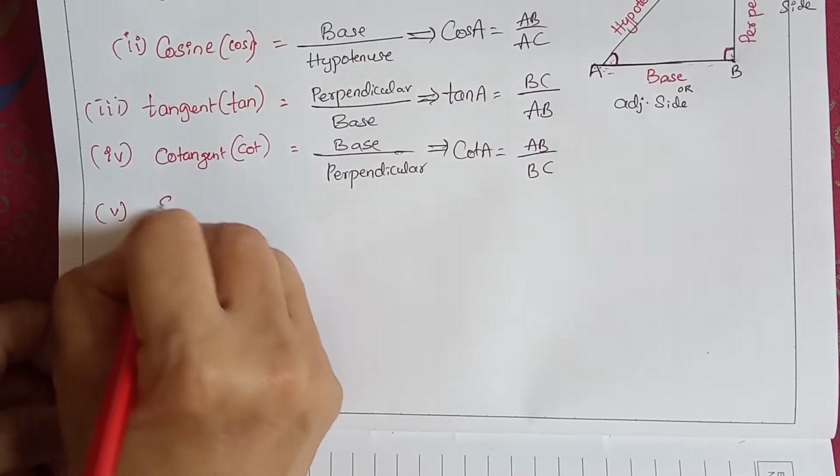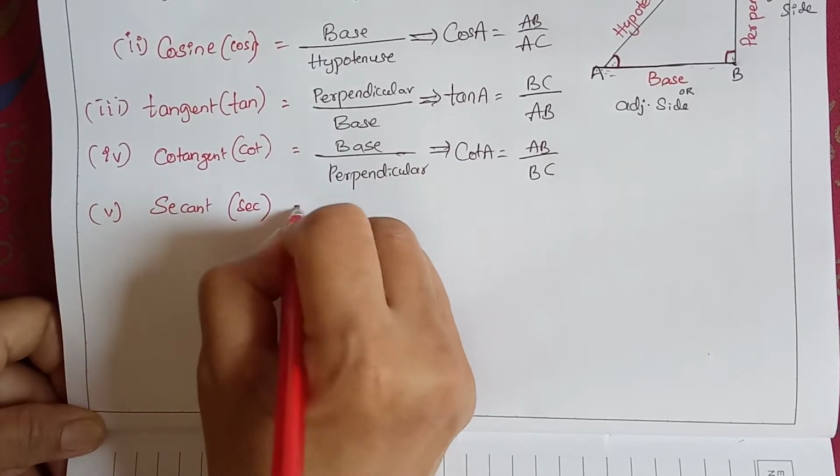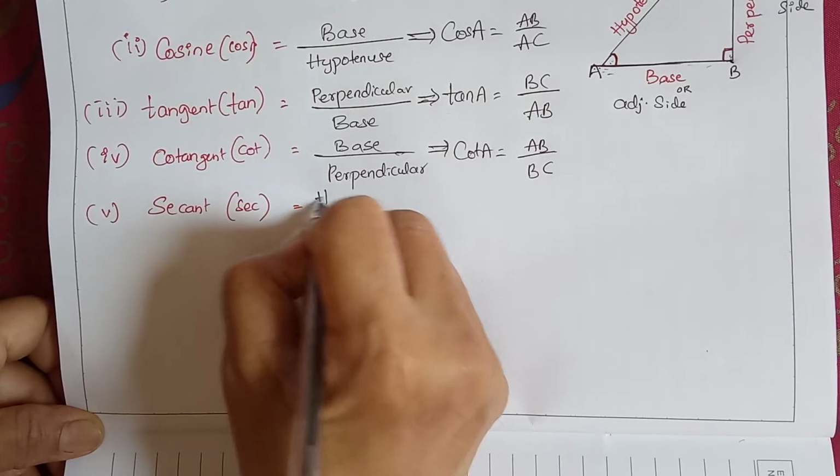Okay, children? Yes. Next, the fifth one is secant. The full name is secant. What is the short name? Sec. What is the sec? Hypotenuse.